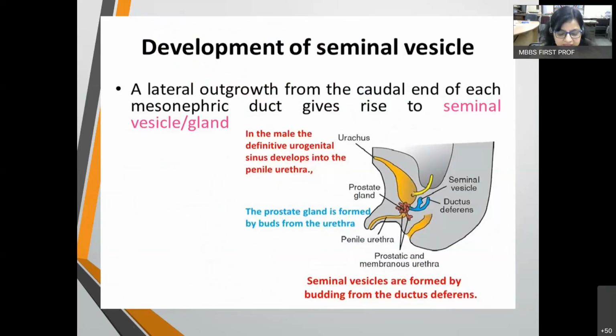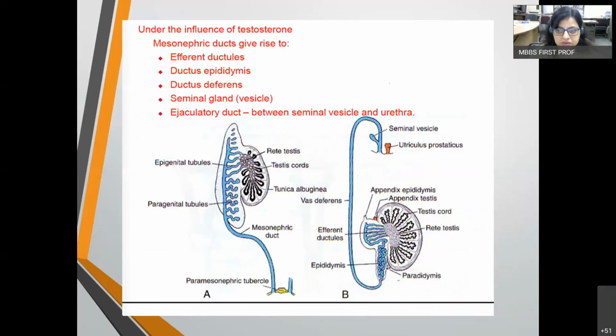Now, this prostatic vesicle is basically this utriculus prostaticus. It is the homologue of uterus in males, because in males, uterus is not present. So it is the homologue of uterus in males, and the appendix testis, or the appendix of testis, is also the terminal end.